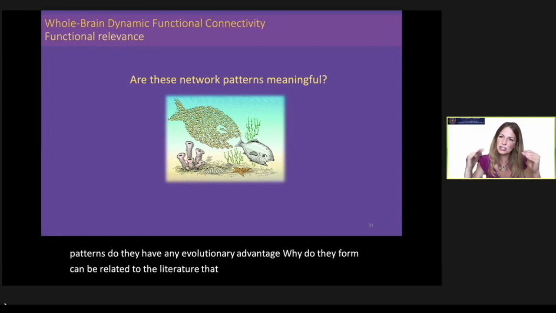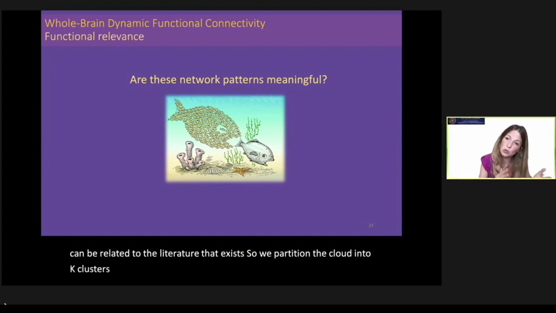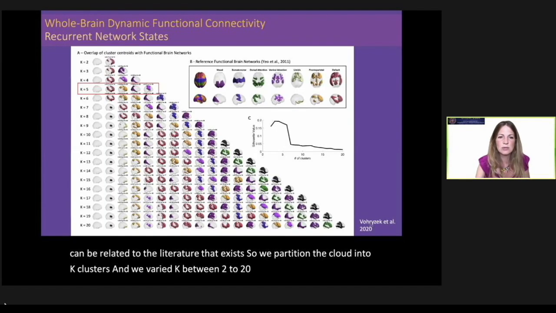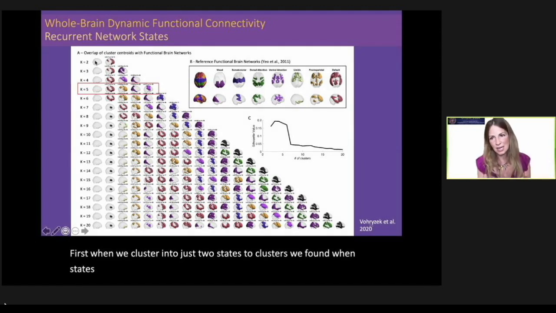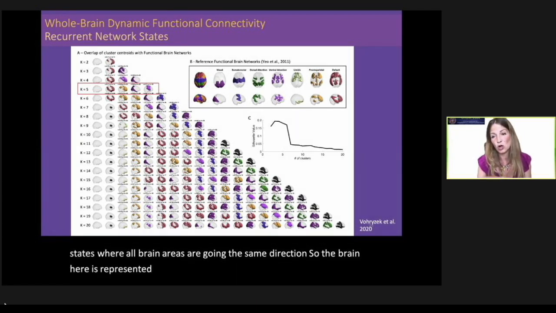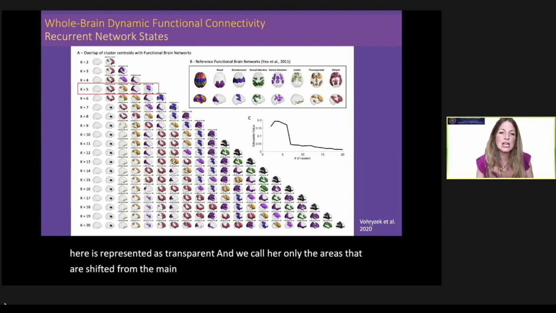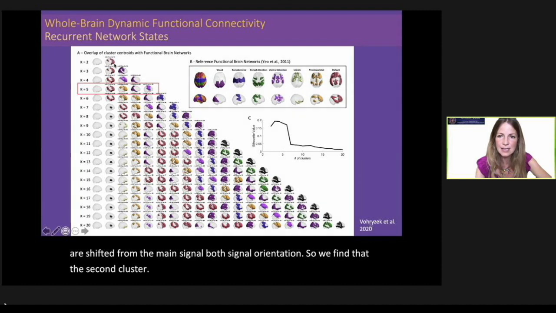So we partition the cloud into K clusters, and we varied K between 2 and 20. As we see here in this plot, when we cluster into just two clusters, we found one state where all brain areas are going in the same direction. The brain here is represented as transparent, and we color only the areas that are shifted from the main BOLD signal orientation. So we find that the second centroid, let's say, overlaps.